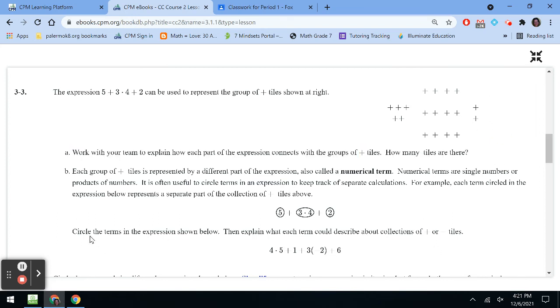So for this problem here, it says circle the terms in the expression shown below. It also says to explain what each term would describe in the collection of integer tiles. I'm not so worried about that in this particular section. I really want you to get comfortable with knowing what a term is. That's a big idea for me because that's going to help us to be successful in order of operations for everyone. So we want to circle our terms.